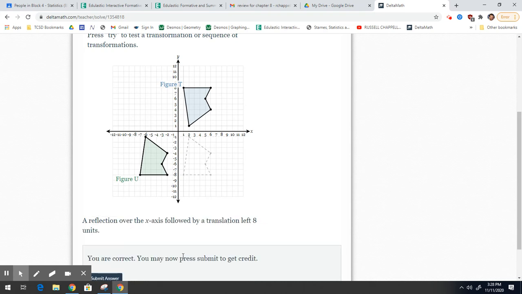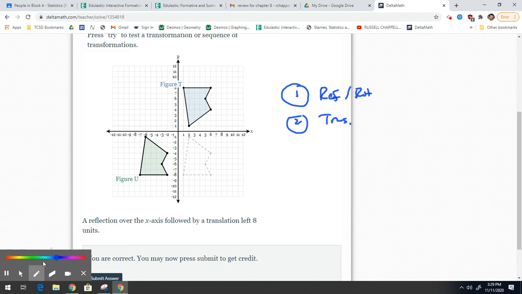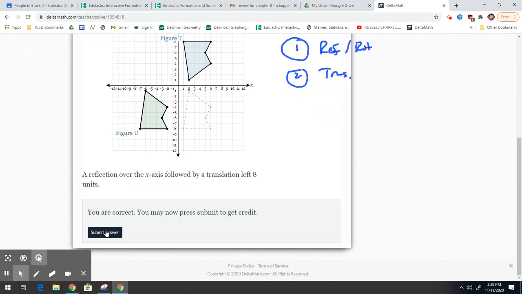Now press submit. Now typically I always think of the first one is going to be the reflection or the rotation. And then the second one is going to be my translation. Now this software does have problems where you translate first and then reflect or rotate, but I think you can still reflect or rotate first and then translate. So that's how I'm going to teach it to you each time. Okay. But it says you are correct. I'm going to submit that.